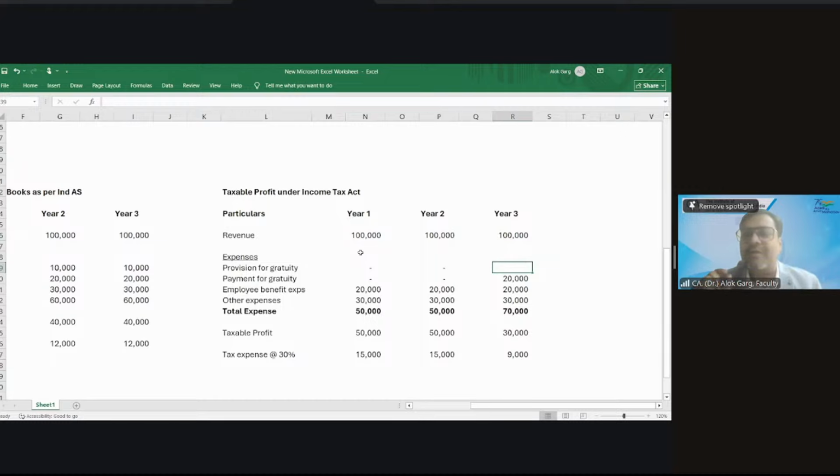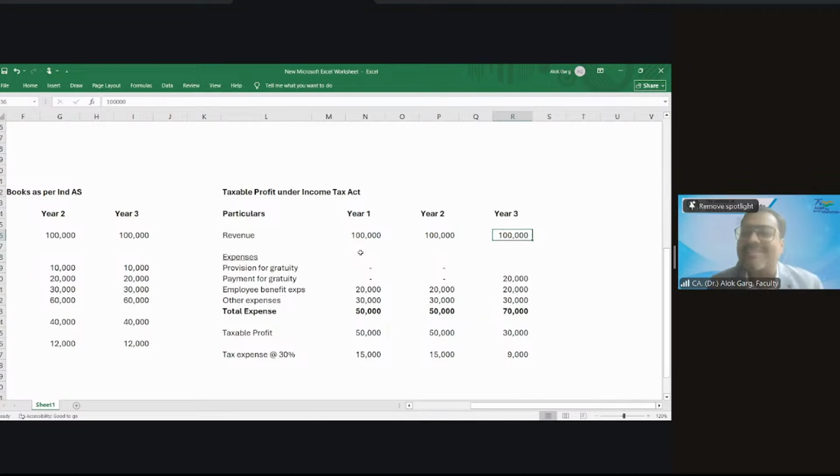You might get confused because you have a habit of doing the work in one fashion, where you take accounting profit and add back provision for gratuity. You remember those calculations, adding back, add less and reduce less. But what is this? This is the income tax P&L.